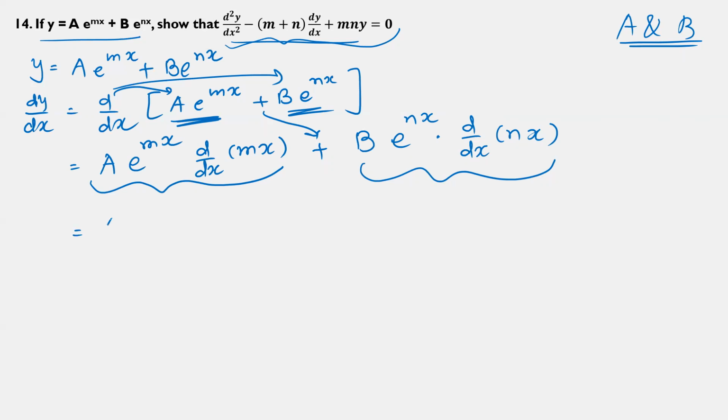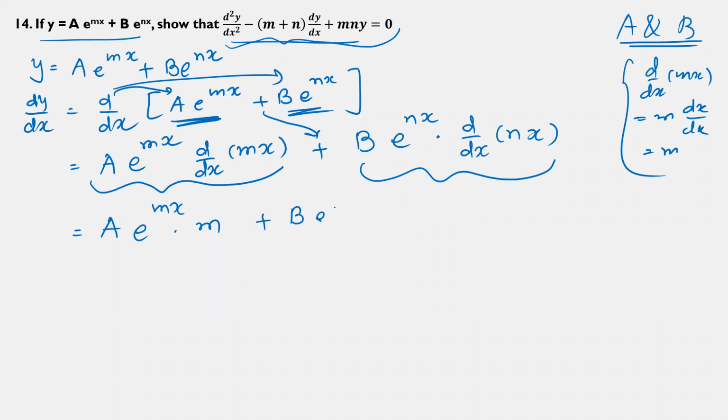Okay, let's do the simplification. Again, d by dx of mx. m is again a constant, so m will go outside. d by dx of mx, m will go outside. So dx by dx is 1. The answer is m. It's like a number: 5x gives 5, 3x gives 3, minus 3x gives minus 3. So it's like mx gives m. Plus b into e to the power nx, nx gives n. That means we have the answer in this case: m into a e to the power mx plus n into b e to the power nx.